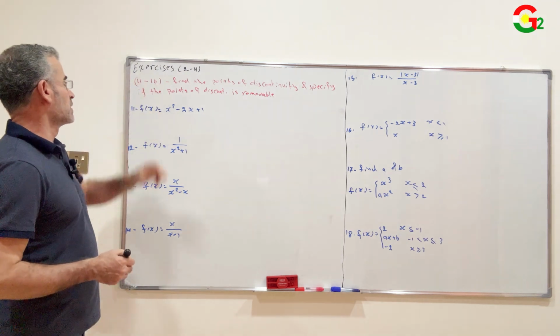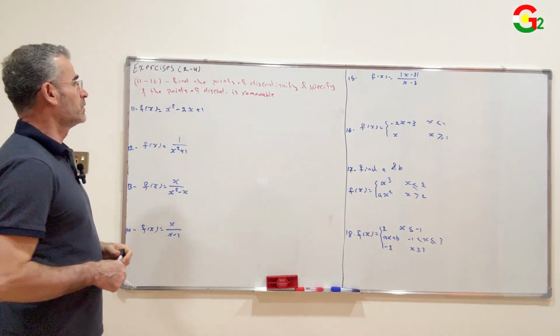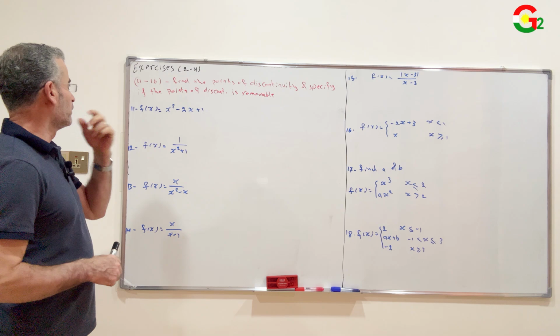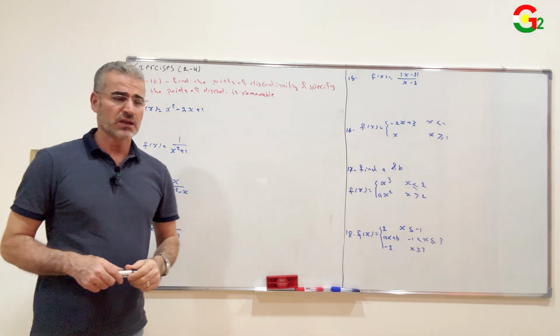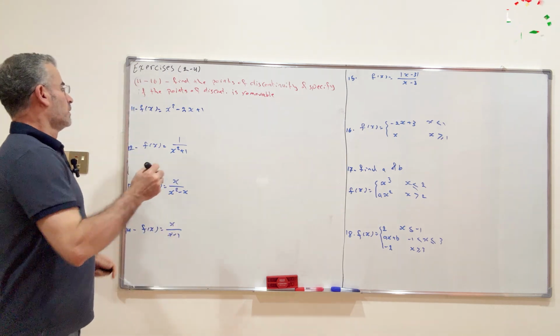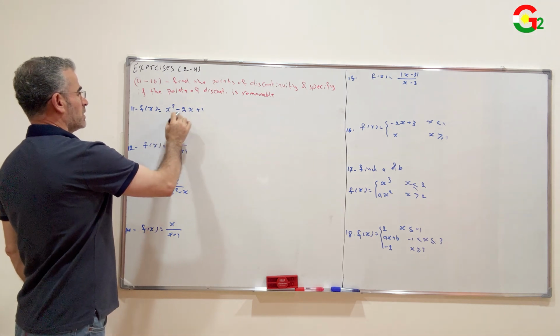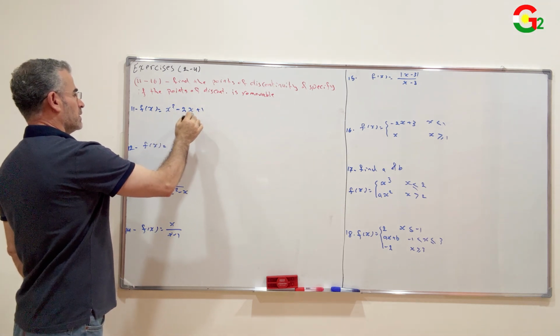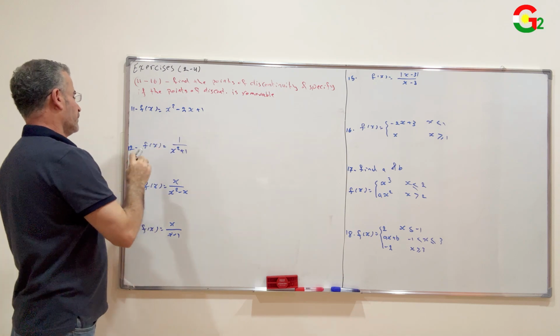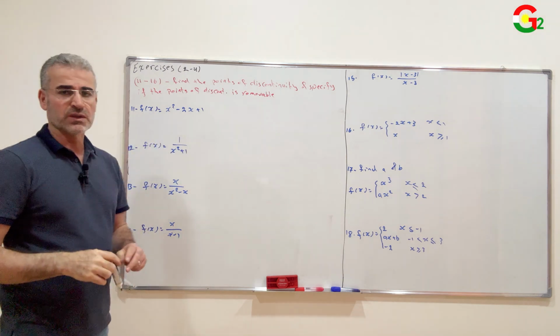Exercises 11 to 16, find the point of discontinuity and specify if the point of discontinuity is removable. This function has no point of discontinuity because it is a quadratic function, a polynomial of degree 2. Therefore, it is continuous everywhere.